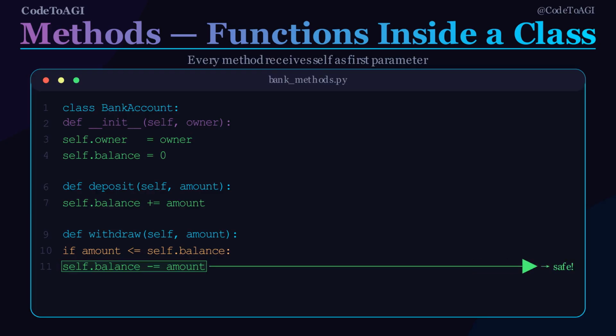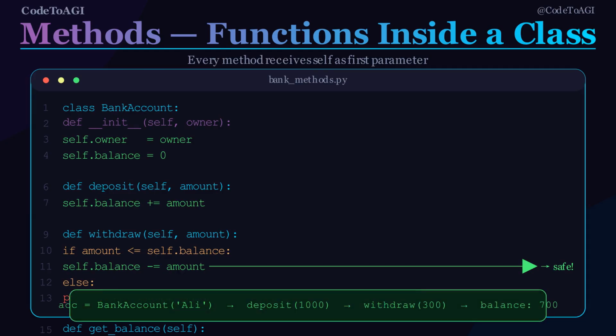Now we call the methods on our account. account.deposit of 1,000. Balance becomes 1,000. account.withdraw of 300. Balance becomes 700. account.get_balance returns 700. The account knows its own state. Nobody can break the balance directly from outside. This protection is called encapsulation.